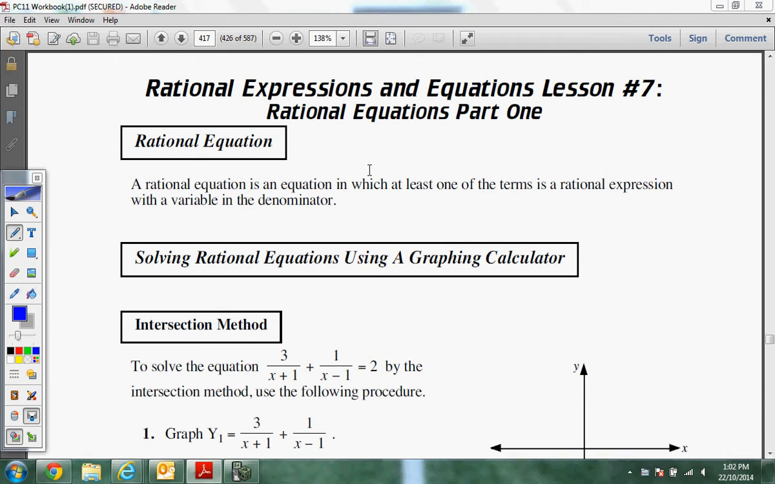Unit 4, Lesson 7. So now we're doing rational equations. So expression, equation, what's the difference? An equation has an equal sign, therefore making it an equation. An expression has no equal signs. That's exactly correct. So the equal sign makes it an equation. This unit, we have an equal sign.